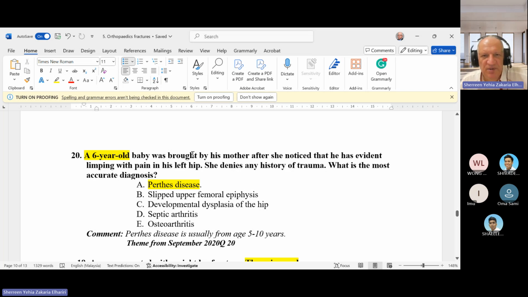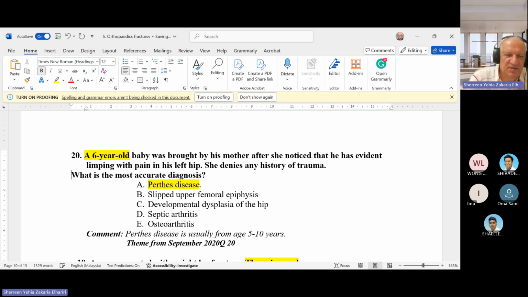A 6-year-old, so young, is brought by his mother after she noticed he has evident limping with pain in the left hip. She denied a history of trauma, so no trauma, no fever, no leukocytosis. What is the most likely diagnosis? The most likely diagnosis is Perthes disease. Again, Perthes disease occurs until age 12, can be from 5 to 10.